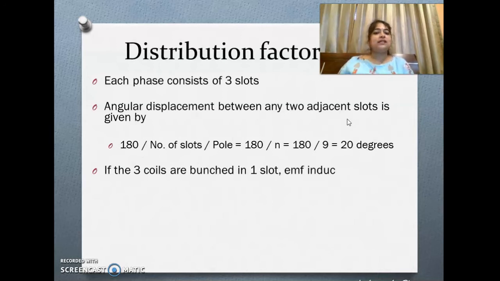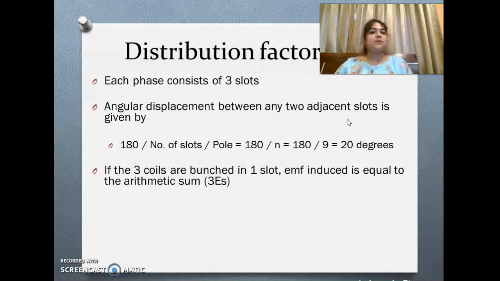So if the 3 coils are bunched in one slot, the EMF induced will be the arithmetic sum. If it is a concentrated winding, 3 coils are bunched in the same slot. So the EMF induced in those windings together will be the arithmetic sum of the EMF induced in one conductor. So if 3 coils are there, the EMF induced in those 3 conductors will be 3 ES, where ES is the EMF induced in one conductor. So simply it will be the arithmetic sum.